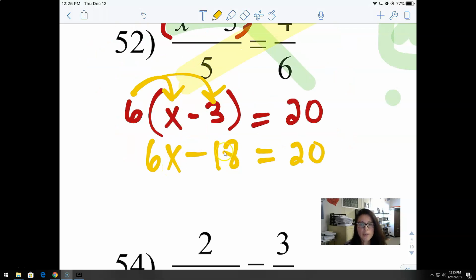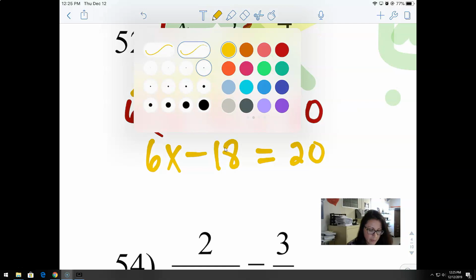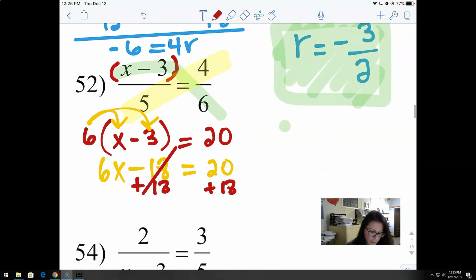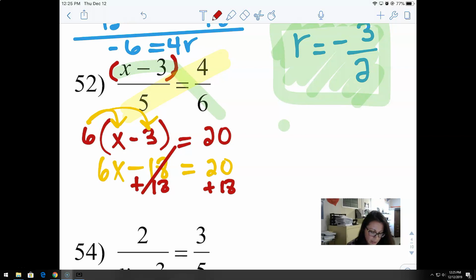So now I just want to get the variable term by itself. That's the goal. So I need to get rid of the negative 18. So in order to get rid of the negative 18, I add the opposite. What I do to one side, I do to the other. Always have to be fair in math. So now I'm going to squeeze this over here, and I'm left with 6x, which equals 20 plus 18 is 38.